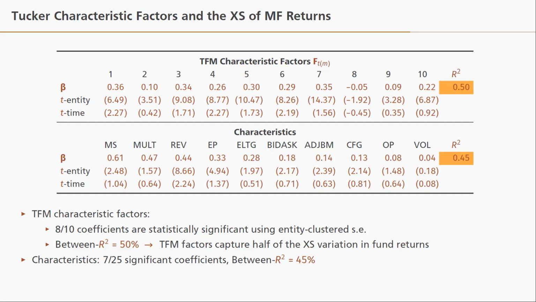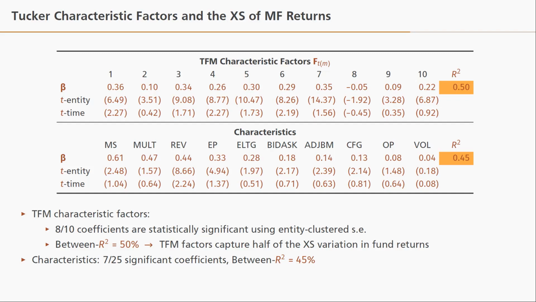So if I look at all 25 characteristics, these are the 10 with the largest coefficients, you can see that most are actually not significant, and the R squared is actually lower, right? This has 25 characteristics, and this is 10 factors. So actually I get a higher R square for the 10 factors than for the 25 original characteristics. Okay. So this suggests that these factors actually are related to returns.